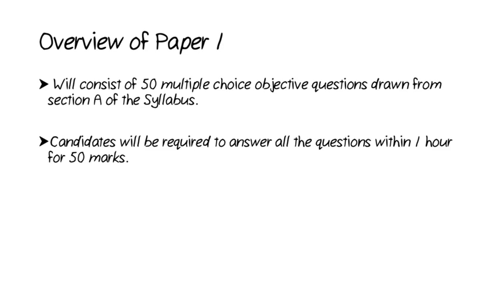This is overview of paper 1. Paper 1 is considered as the multiple choice objective paper, and in this paper you have 50 multiple choice objective questions, and they are drawn from section A of the syllabus. Section A of the syllabus is a common portion of the syllabus. That is, all countries that are writing WASSCE that will send their candidates for exam. These candidates are expected to understand the topics in section A of the syllabus.